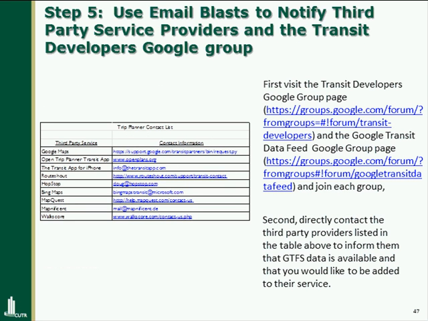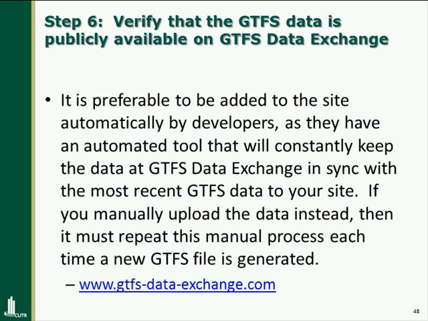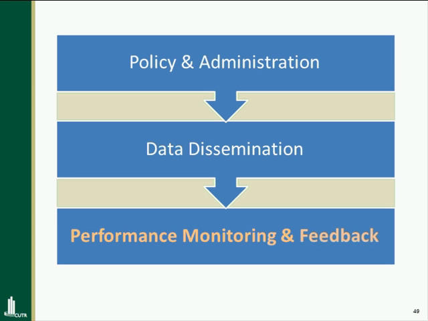Then we also suggested email blasts to notify third-party service providers, primarily via the transit developers Google Groups page. That's really one of the main lists that you want to hit, because it has really become a global place for third-party transit application providers. So you want to let them know that your data is available. Then we also suggested to verify that your data is publicly available on the GTFS data exchange. That again is really a central clearinghouse for transit data.